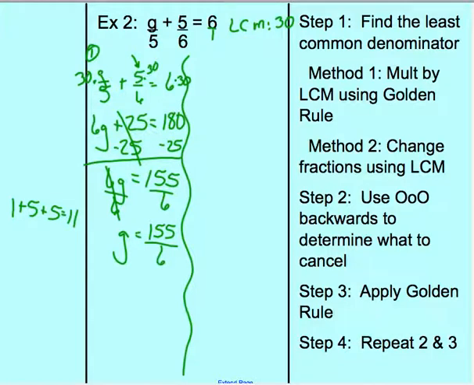All right, so I'm going to show you method 2 again for those that liked it. So this time we are just getting a common denominator across the board. So multiplying my first fraction in order to get a common denominator of 30, I'm going to need to multiply by 6 over 6. My second one I'll need to multiply by 5 over 5. And this one I will need to multiply by 30 over 30 to get 30 in the denominator. So I've got 6g over 30 plus 25 over 30 equals 180 over 30.